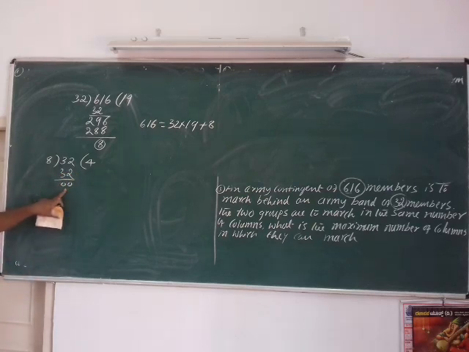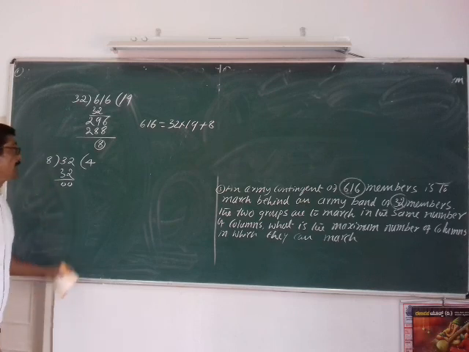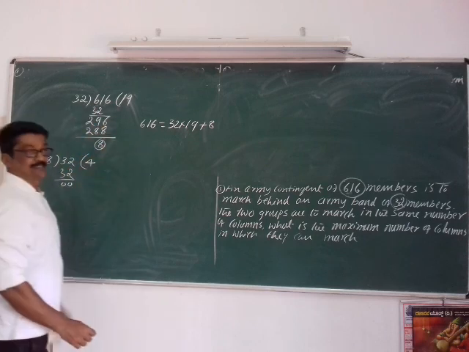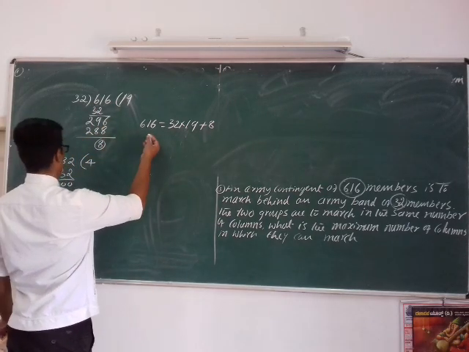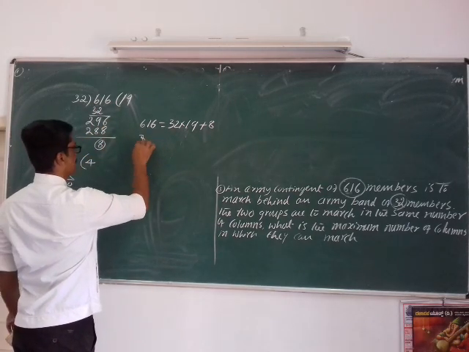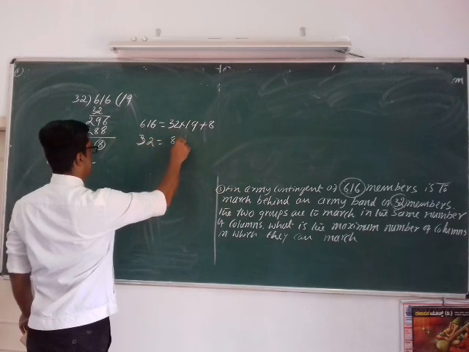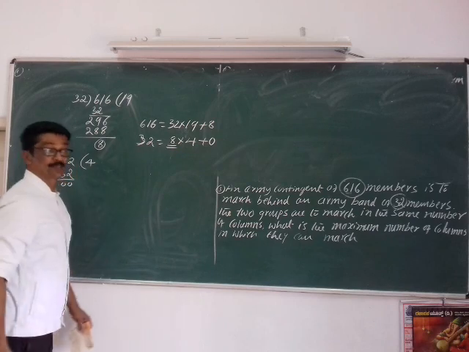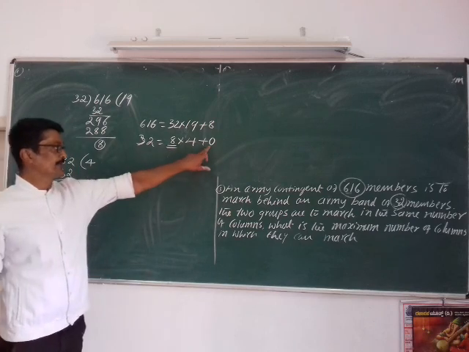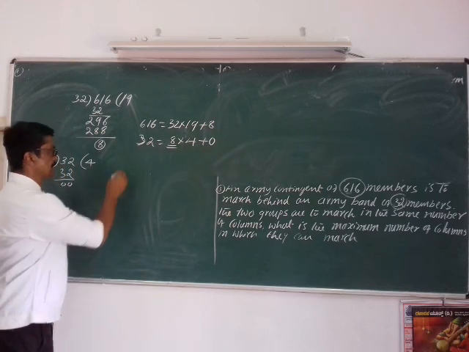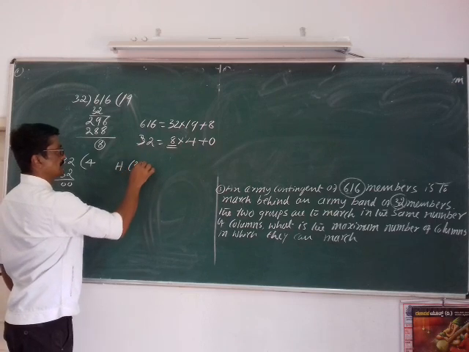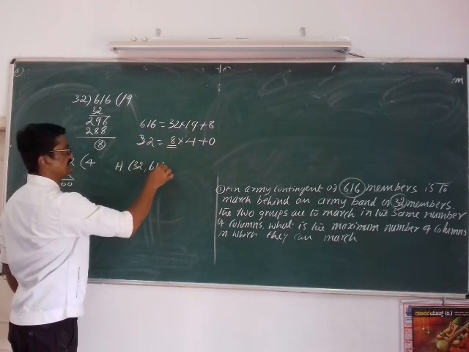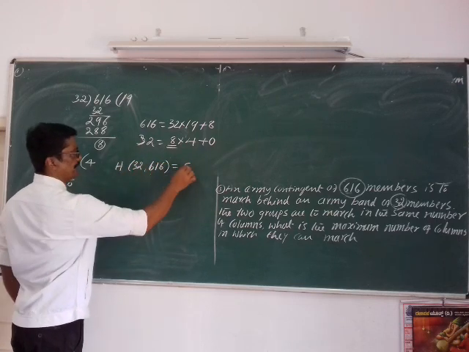Now 32 is the dividend and 8 is the divisor. 32 can be written as 8 into 4 plus 0. The remainder is 0, so at this stage 8 is the divisor. Therefore 8 is the HCF of 32 and 616.